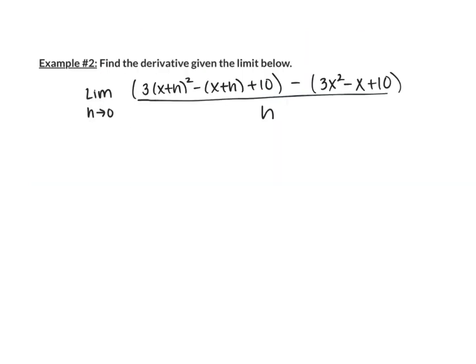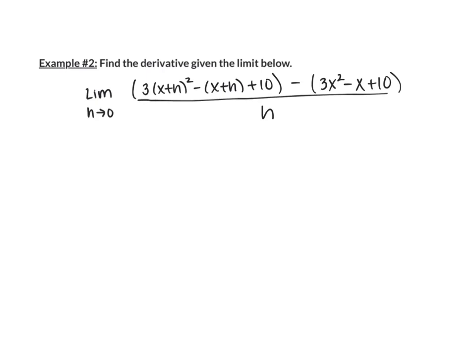So question number 2 is saying, find the derivative given the limit. So now instead of me asking you to use the limit definition to find the derivative, I'm saying, here is a limit and find the derivative. So you actually don't have to do what we did in example number 1. We actually just have to compare this limit that's given to the limit definition of a derivative.